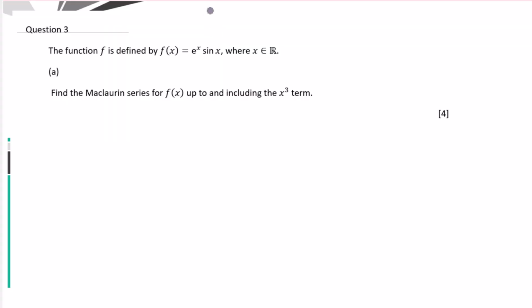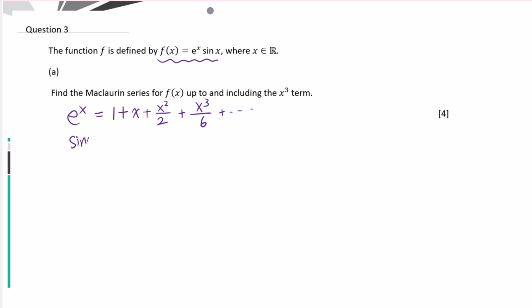Let's go to question 3. The function f is defined by f of x equals e to the x power times sine x, where x is all real numbers. A. Find the Maclaurin series for f of x up to and including the x to the third power term. We do know e to the x power equals 1 plus x plus x squared over 2 plus x to the third power over 6, and so on.